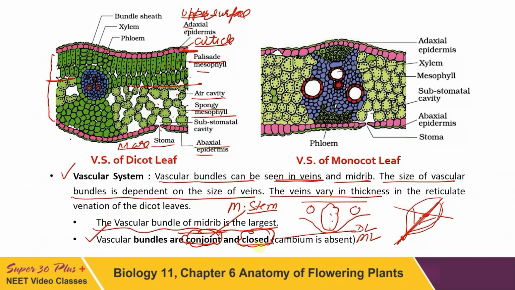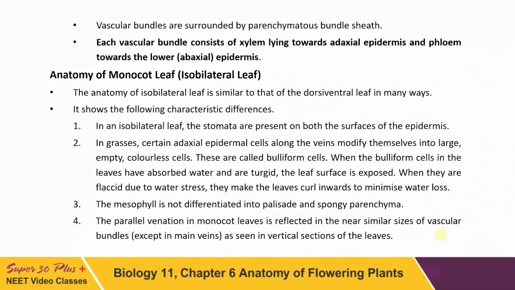One more thing which is very interesting. You can see here this is the vascular bundle. What are you seeing here? That is one very important point. Here we have xylem, and this one is the phloem. This is a very important point. This vascular bundle is surrounded by a parenchymatous bundle sheath.